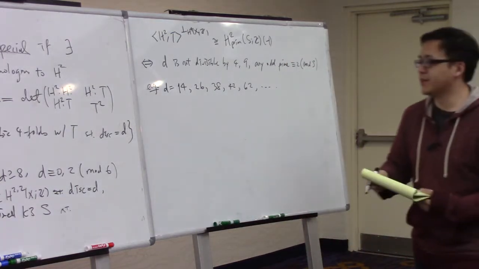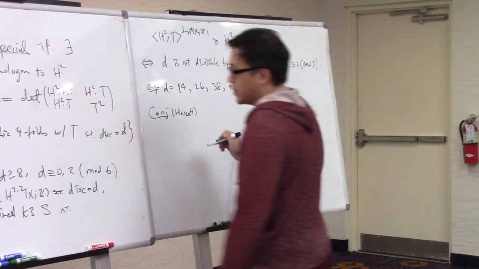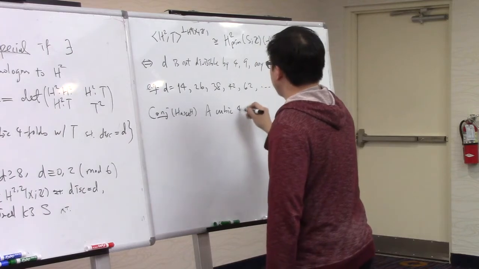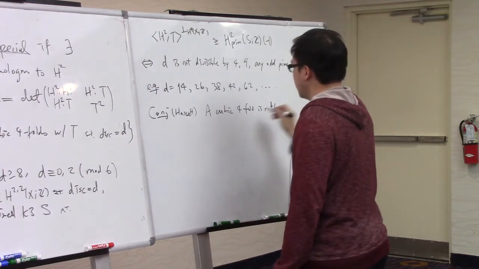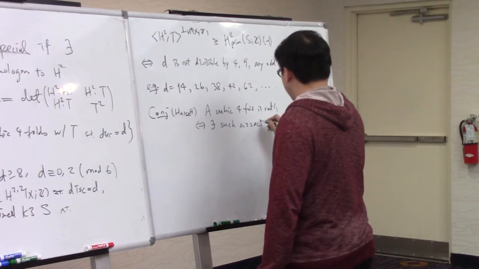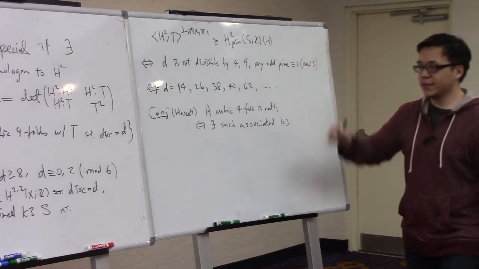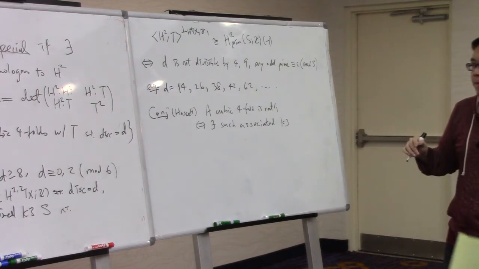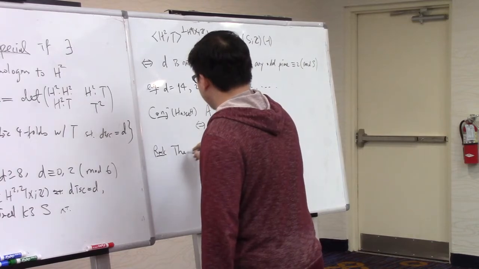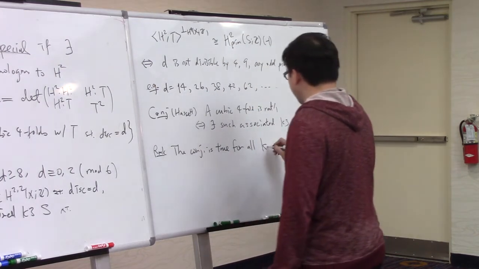Okay. And the conjecture by Hassett is that a cubic fourfold is rational if and only if there's such an associated K3. Okay. So a cubic fourfold is rational if and only if there is such an associated K3. So in other words, the fourfold is in these divisors. And the remark is that the conjecture is true for all known examples.